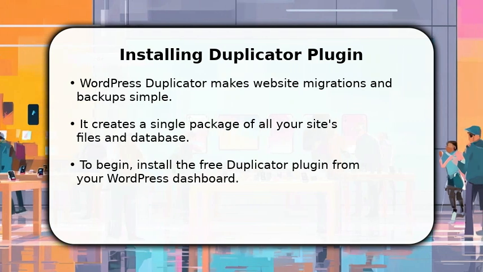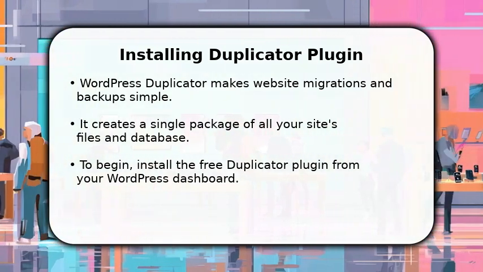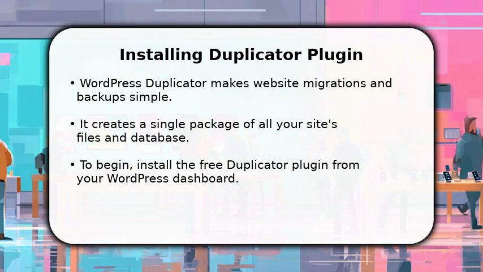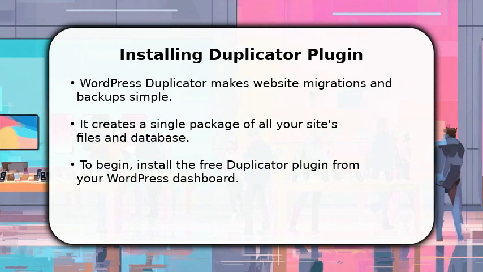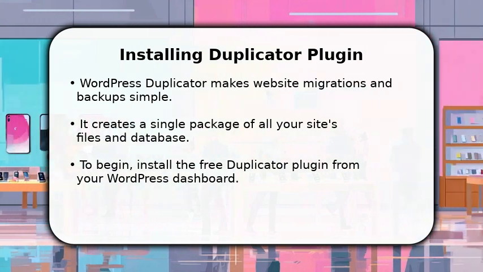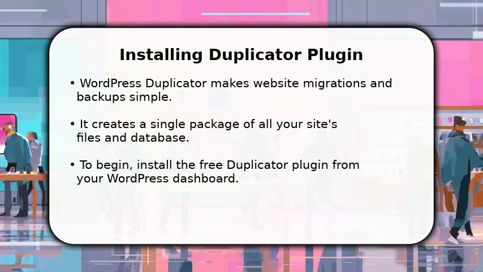First, navigate to your WordPress dashboard and search for Duplicator under the Plugins section. Install the plugin and then make sure to activate it immediately. This prepares your site for creating a complete package, safeguarding all your valuable content and settings.